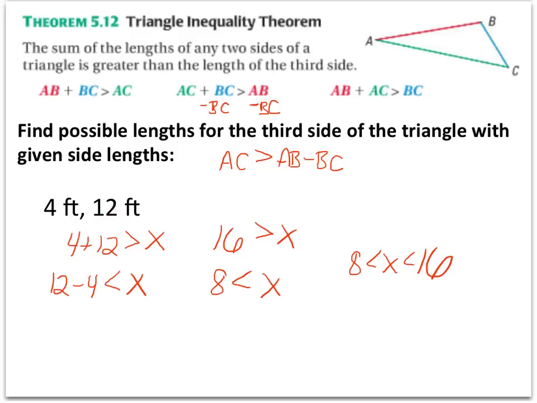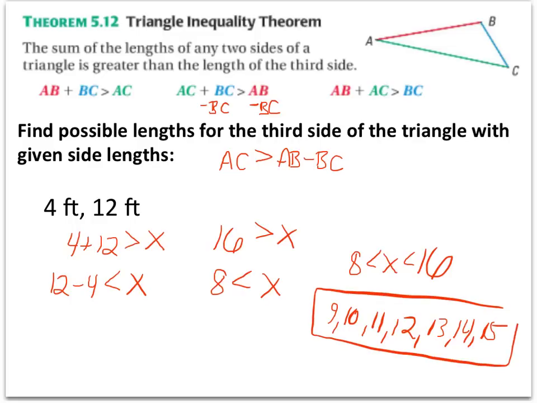If we were working with whole numbers, that would mean 9, 10, 11, 12, 13, all the way up to 15 before getting to that value of 16. So these would all be the whole number values for that third side.